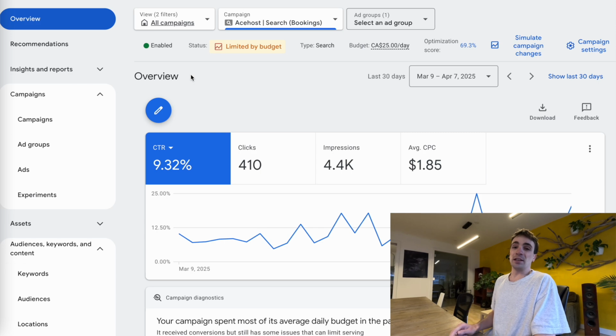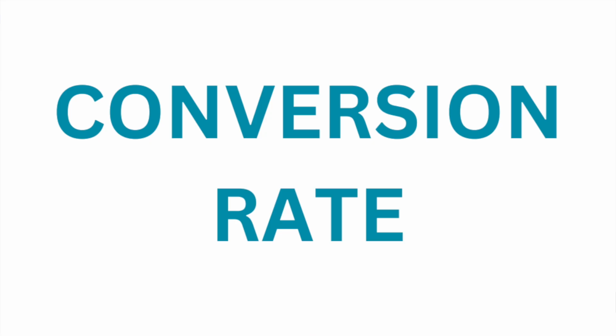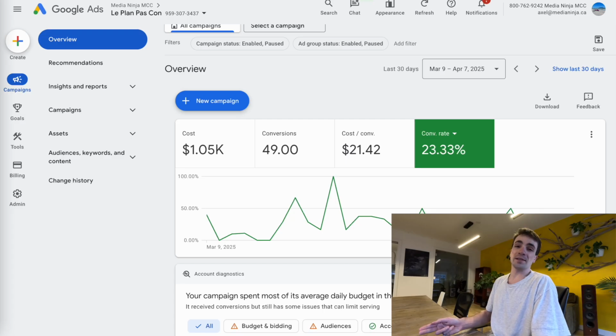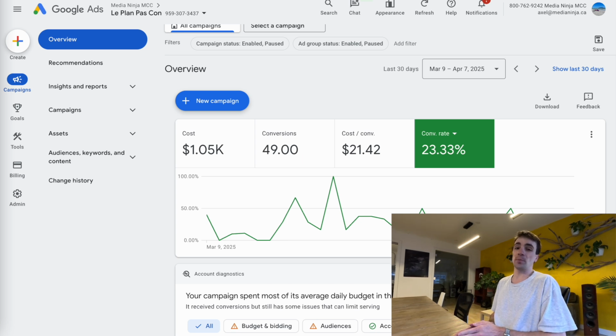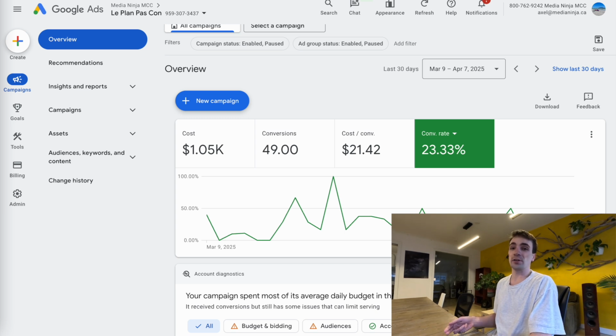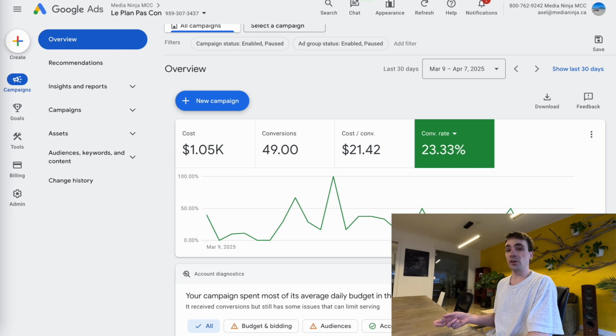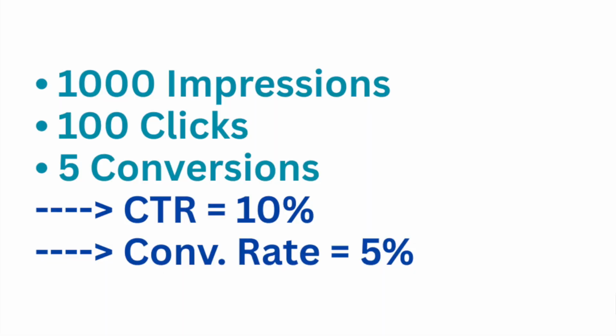So that's it for CTR. Now we're going to move on to conversion rate, which is somewhat similar. So conversion rate is similar to CTR because it's also expressed as a percentage and a ratio, but one step further down the line. So the conversion rate is the percentage of people who converted out of the people who clicked on your ad. So as an example, let's say you got 1,000 impressions on your ads. Out of those 1,000 people, 100 of them clicked on your ad and 5 of them converted into a lead. Your CTR would be 10% and your conversion rate would be 5%.